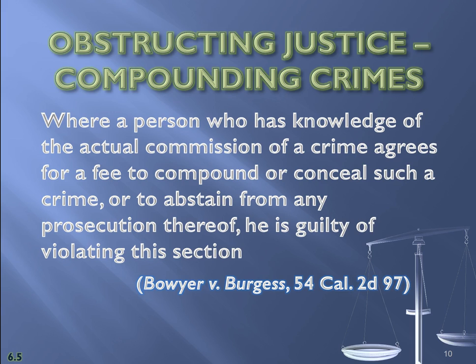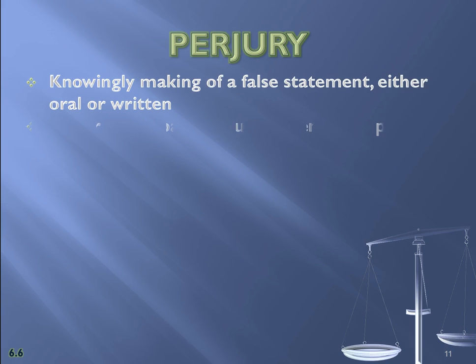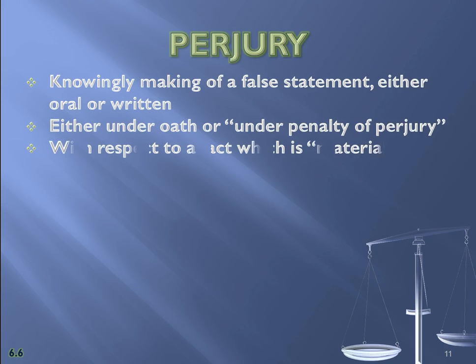obstructing justice. So compounding crimes, again, where a person has knowledge of the actual commission of a crime, agrees for a fee to compound or conceal such a crime, or to abstain from any prosecution thereof, is in fact guilty of violating this section. So the next one will be perjury, and let's take a quick peek at perjury.